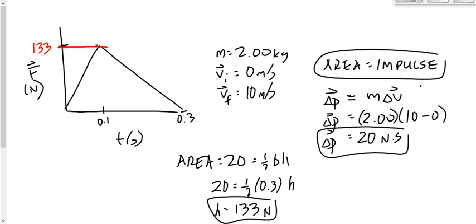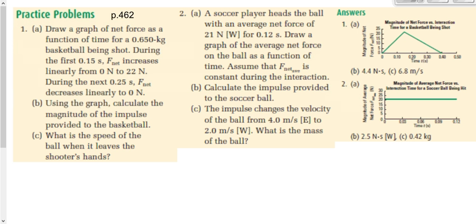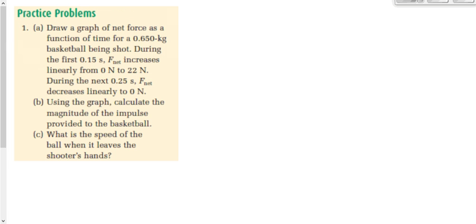All right, we had 2 questions for homework on these force versus time graphs on page 462. Let's take a look at those 2 questions now. You want to go over both of them? Okay. Question number 1 says, draw a graph of a net force as a function of time for a 0.650 kilogram basketball being shot. During the first 0.15 seconds, it increases from 0 to 22, and during the next 0.25, it decreases back down to 0.